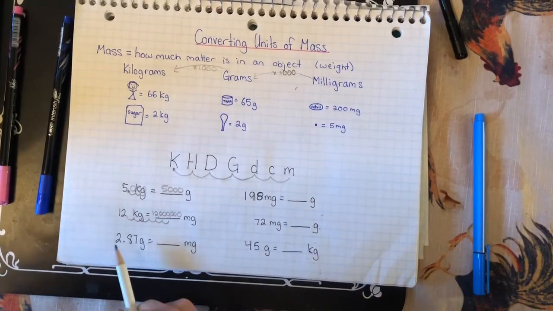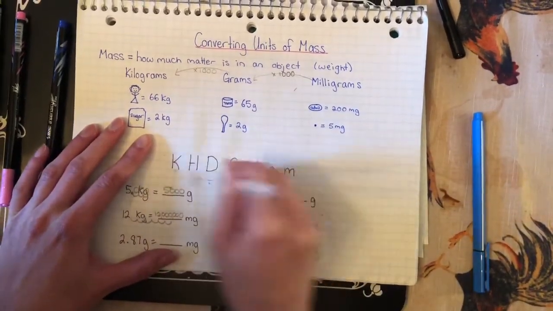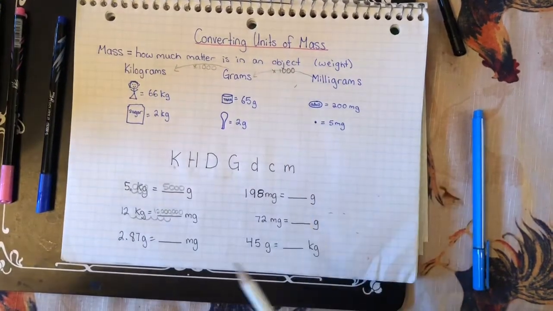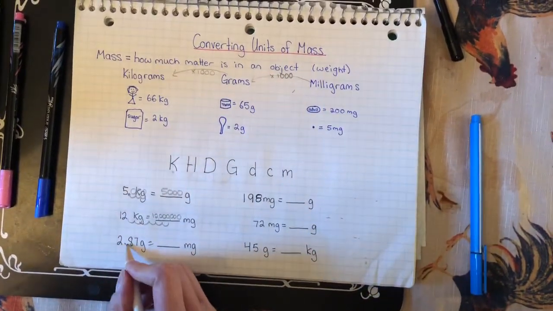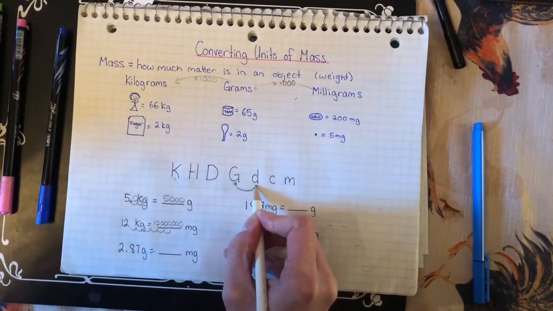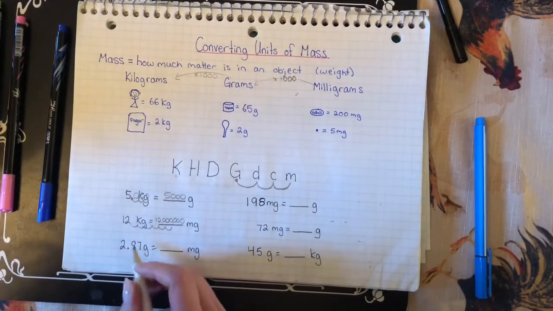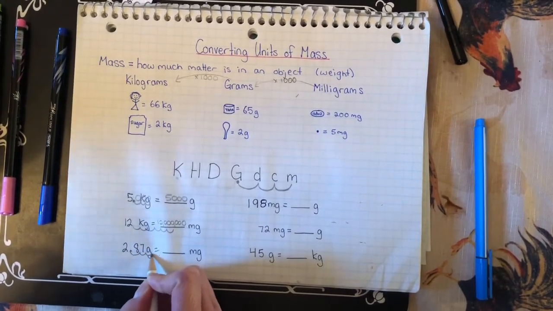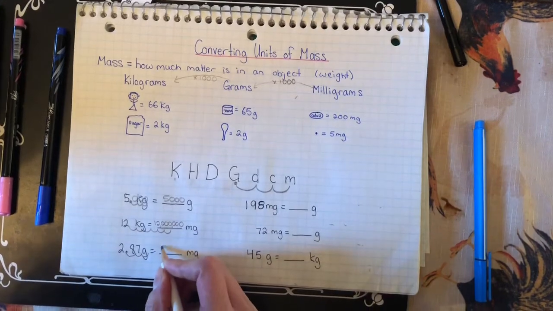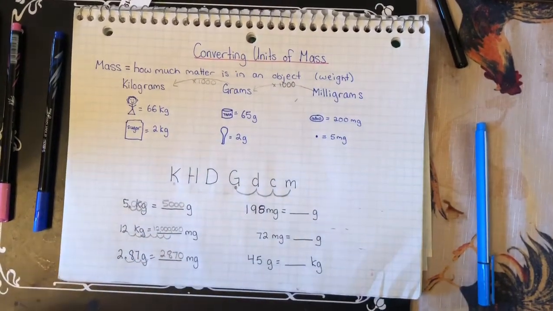And the last one, we're going to go from grams to milligrams. So here I have 2.87 grams to milligrams. 1, 2, 3. I start at the decimal this time because it's not at the end. 1, 2, 3. And it's 2,870 milligrams.